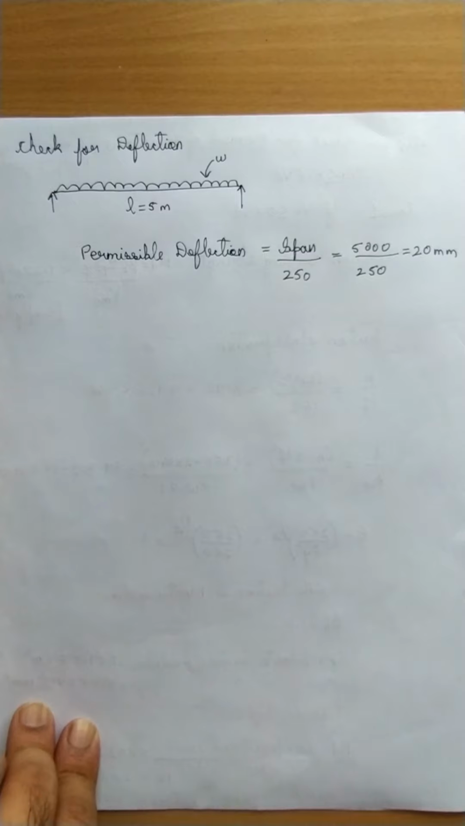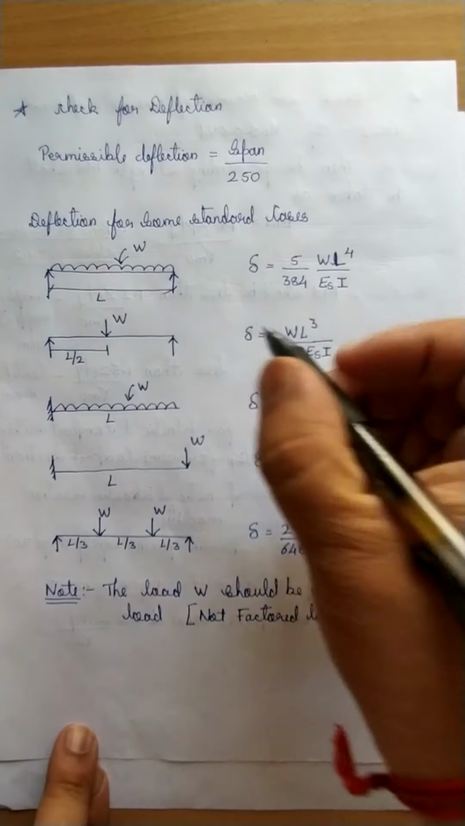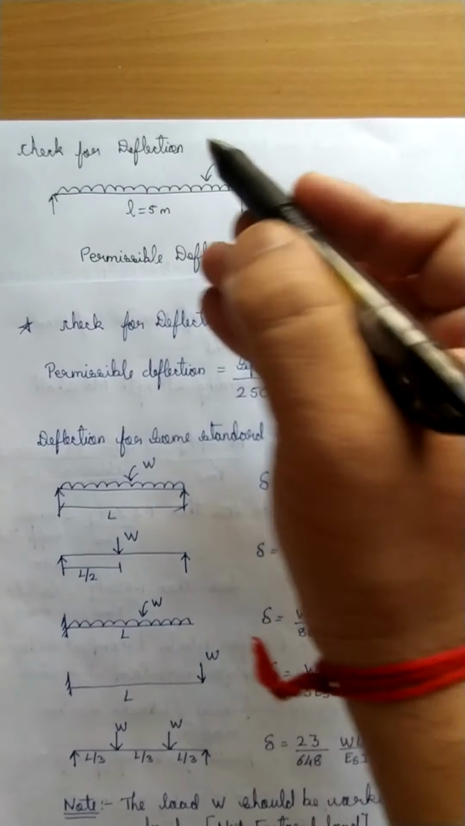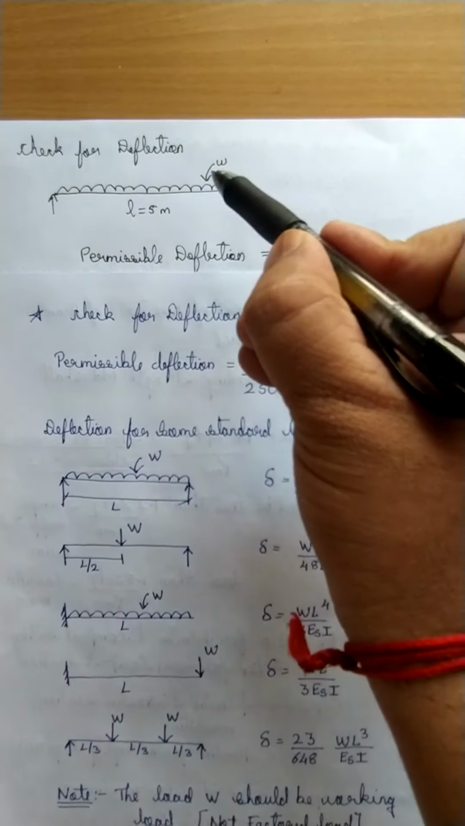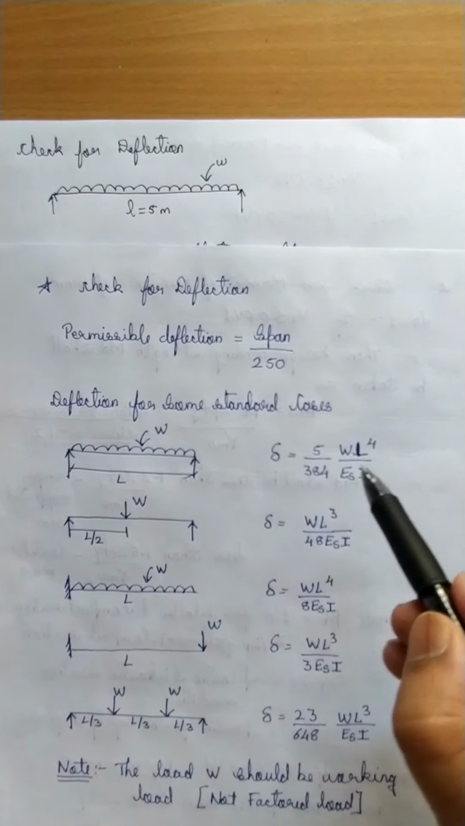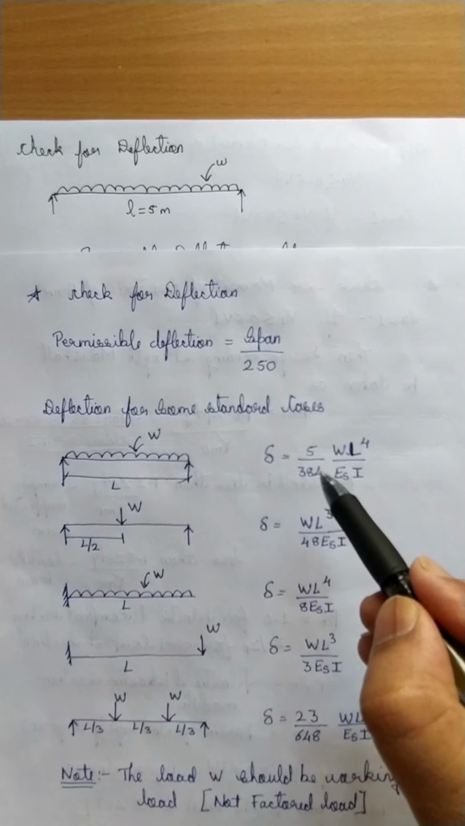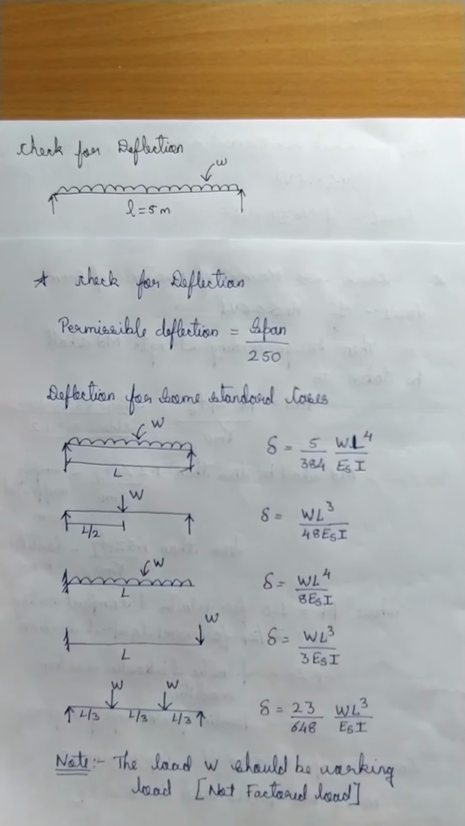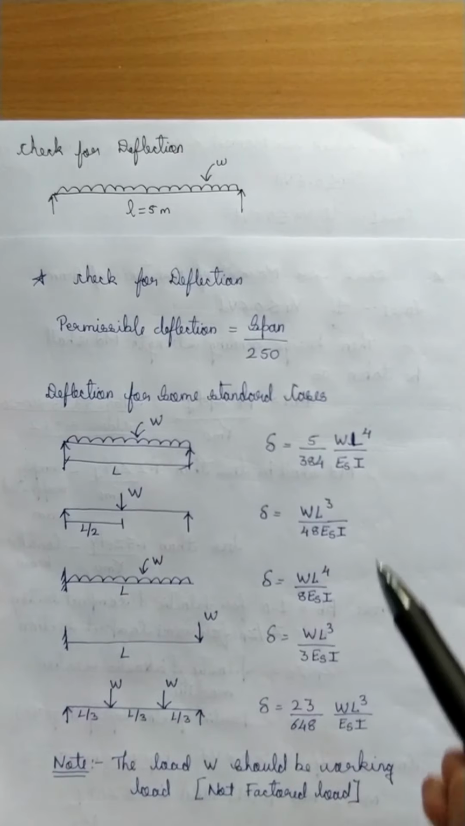So I had given some formulas for the standard sections. Let us see. Here I have given deflection for some standard sections. So what is our case? Our case is a simply supported beam with UDL. So it fits in here. What is the deflection given? 5 by 384 into WL raised to 4 divided by EI. Where I have given a note that W is the unfactored load, remember. So W is the unfactored load.